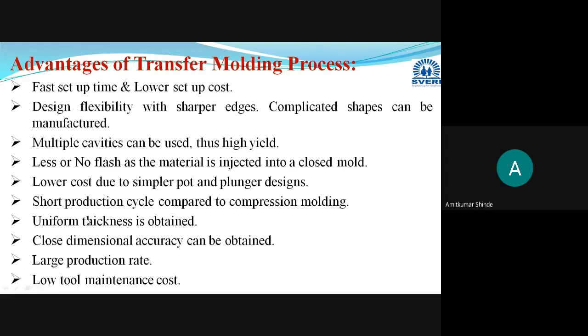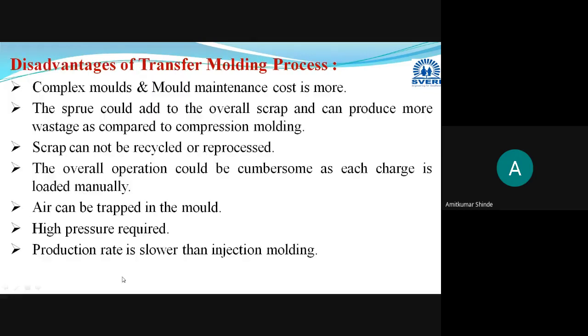The production cycle will take very little time. Uniform thickness will be obtained. Dimensional accuracy is very high. The production rate is also very high. Maintenance cost is very low. What is the disadvantage? Here we can manufacture complex shaped or intricate shaped components, but it will result in an increase of the mold cost and its maintenance cost.